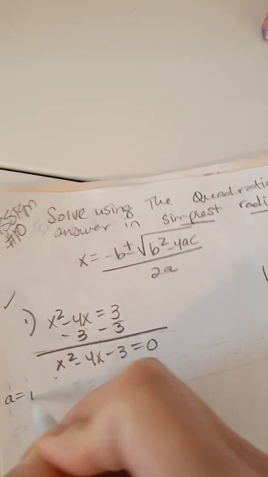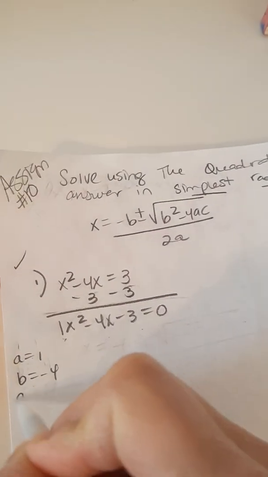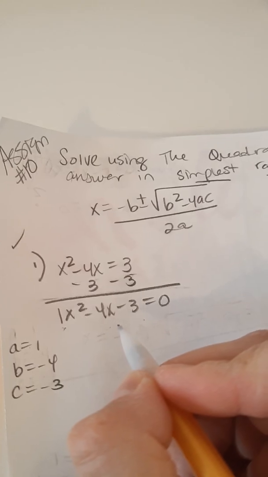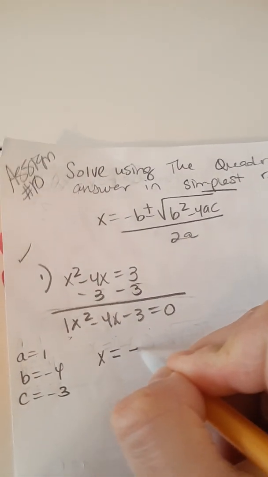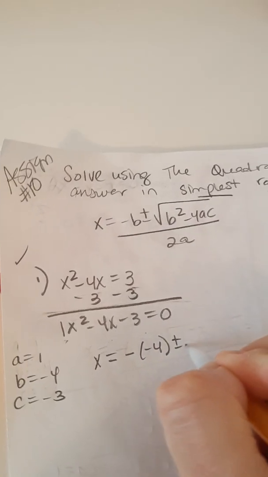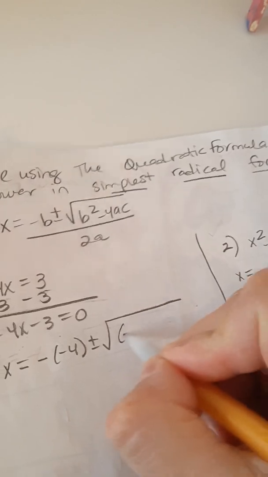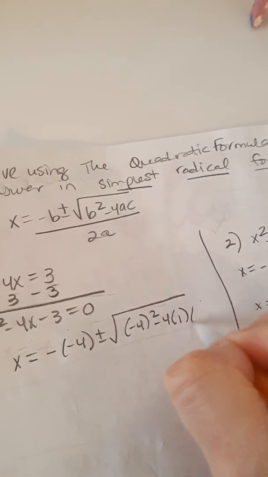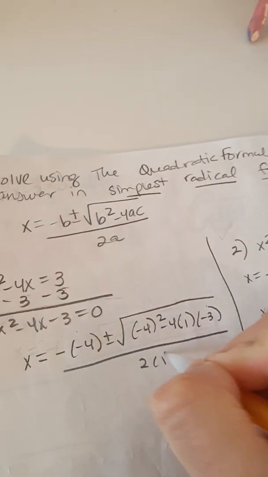So your a value is 1. Nothing is there, it's 1. The b value is -4, and the c value is -3. You carry the subtraction sign as the negative signs. So x equals -4 plus or minus the square root of -4 squared minus 4 times 1 times -3 all over 2 times 1.